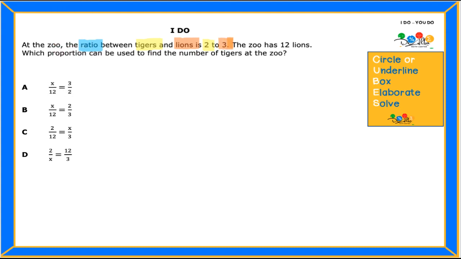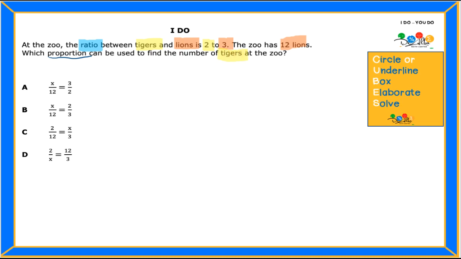Lions goes with 3. The zoo has 12 lions. Lions again, so I'm using the same color I chose for lion. Which proportion? That's a keyword in math, because proportion is exactly how it looks on the choices, guys. Can be used to find the number of tigers at the zoo.